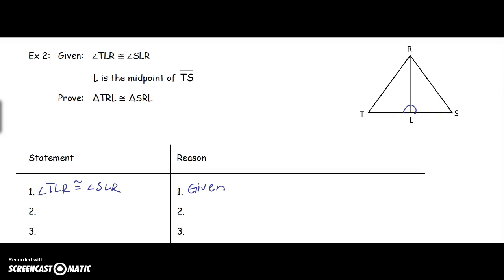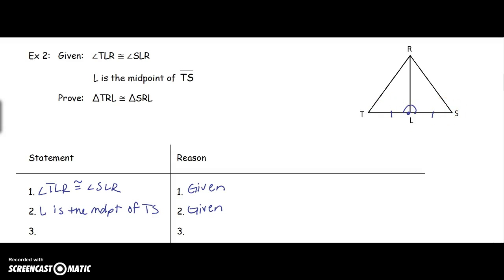We have a congruency statement. We can move on. Our second given is L is the midpoint of TS. And we know that because it's given. Now that is not a congruency statement, so you have to look at your image and show that this point L is the midpoint of TS.